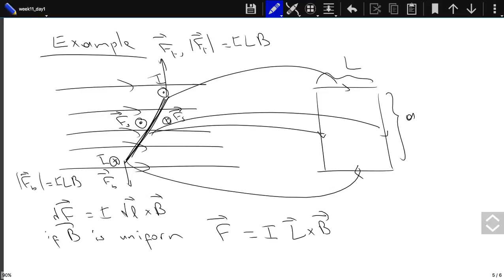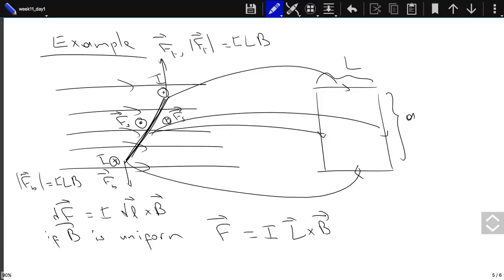So you see there is a force acting on this side, which is pointing in that direction. There is a force acting on this side, which is in the opposite direction. Well, these two forces just pass through the same line, so they don't create any torque, and they don't create any net force.